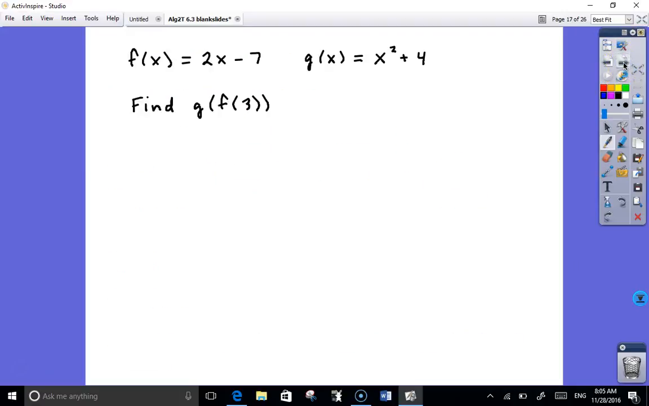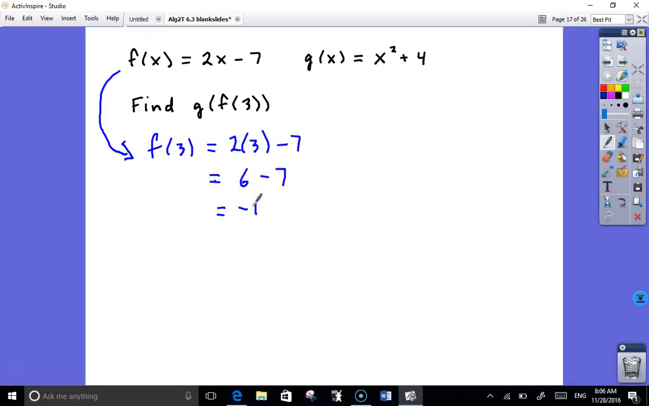Okay, so here's two functions, f of x and g of x. Find g of f of 3. So the first step, find f of 3. If f of x equals 2x minus 7, how do you find f of 3? You plug in a 3 in the place of x. So f of 3 equals negative 1. So we can replace that now. That'll be g of -1.